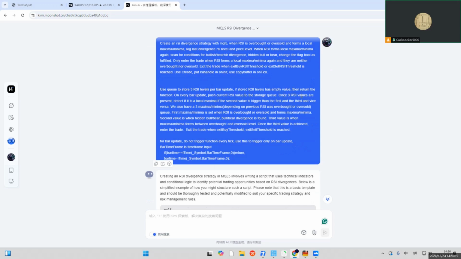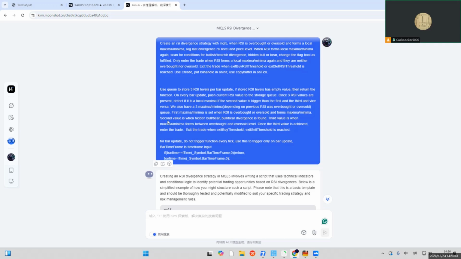Once 3 RSI values are present, to detect if it's a local maxima, if the second value is bigger than the first and the third, and vice versa. And we'll also have 3 maxima and minima, depending on the previous RSI was overbought or oversold. First maxima or minima is set when RSI is overbought or oversold and forms the maxima or minima.